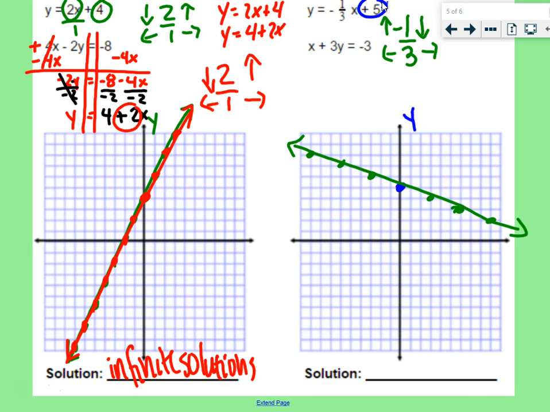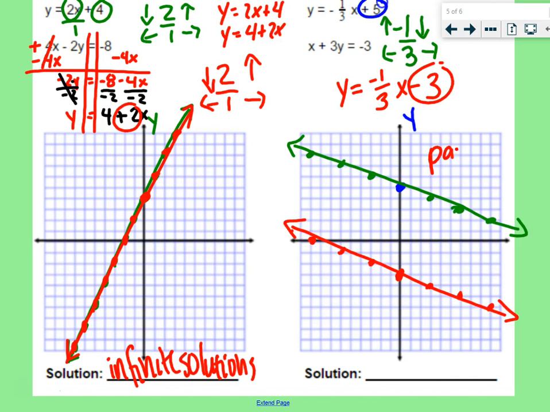And then our second equation, if we manipulate it to make it y equals, we would get y equals negative 1/3 x minus 3. So we would start at the negative 3. We would use that same slope of down 1, right 3, or up 1, left 3. And we would get these two parallel lines.